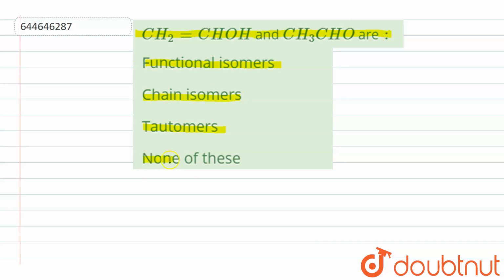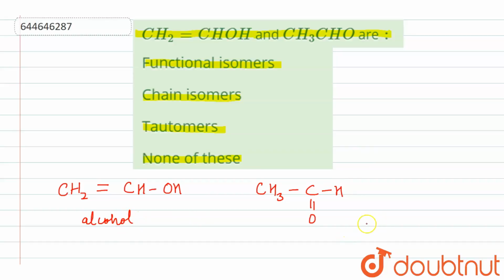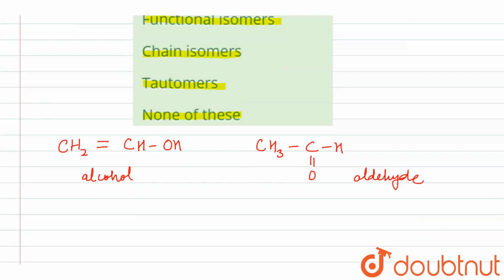The question given is: CH2=CHOH and CH3CHO are, the options are functional isomers, chain isomers, tautomers, or none of these. So we are given two compounds here. The first is CH2=CH-OH, and the other one is CH3-CH=O. If we see, this is an alcohol and this is an aldehyde. There is a CHO group and there is an OH group, right? So we have to tell which isomerism they are showing.